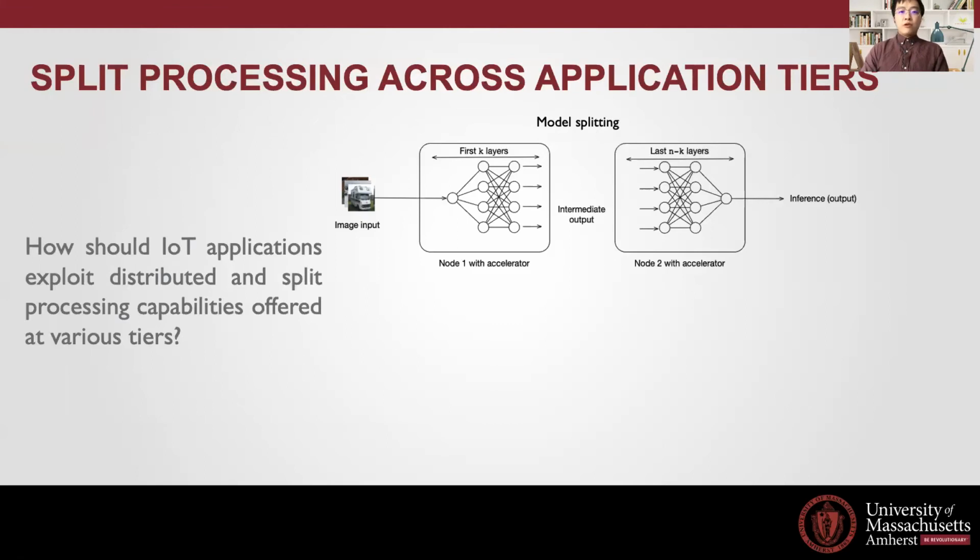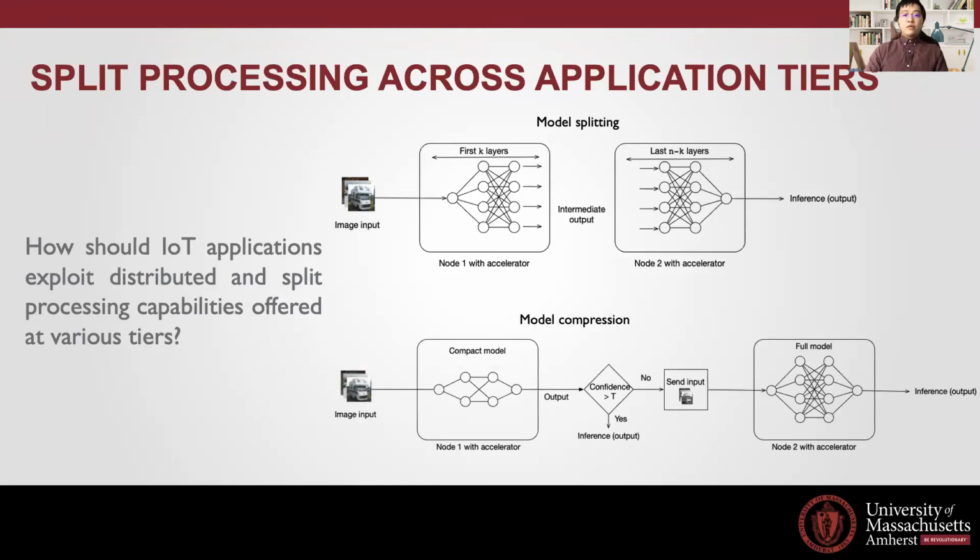Next, we evaluate the benefits of hardware accelerators for distributed or split processing for edge-based deep learning workloads. We consider both model splitting and model compression, which are 2 types of split processing that have been proposed. Model splitting allows a deep learning model to be split across multiple nodes within or across tiers. We focus on sequential splitting in this work. In sequential splitting, the first k layers of the n-layer model run on the first node accelerator, and the remaining n-k layers run on the next node or tier.